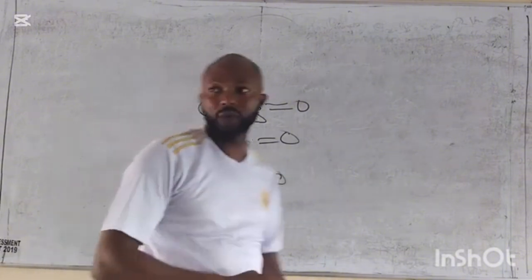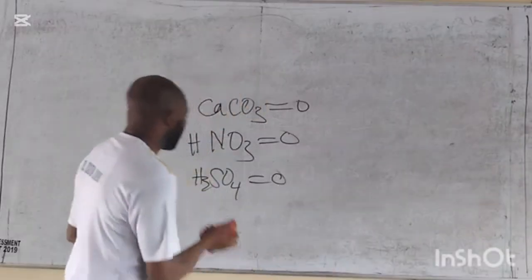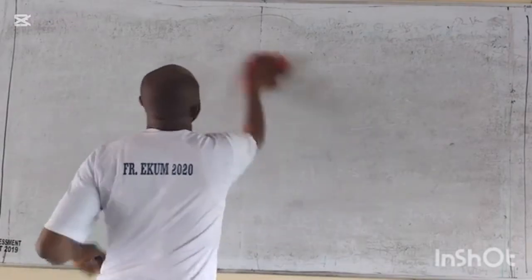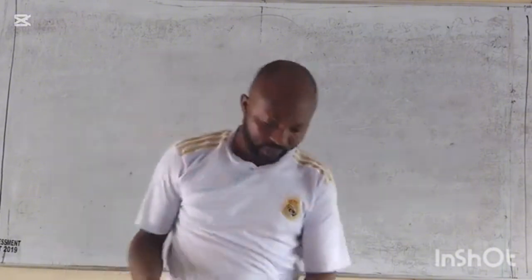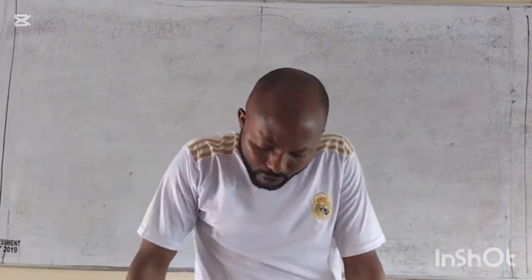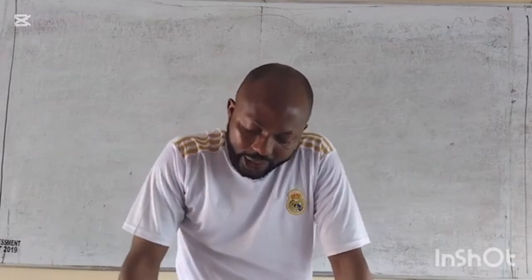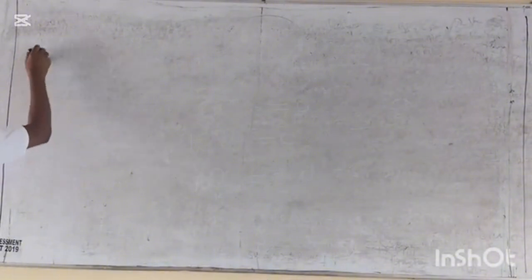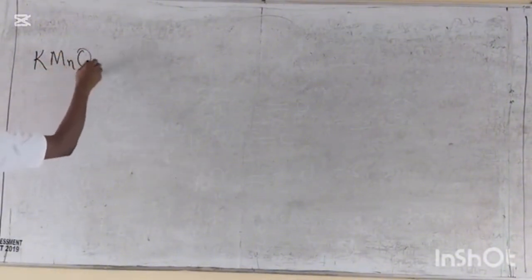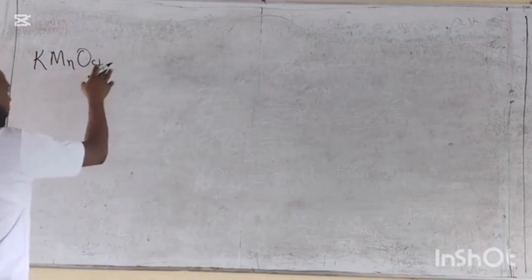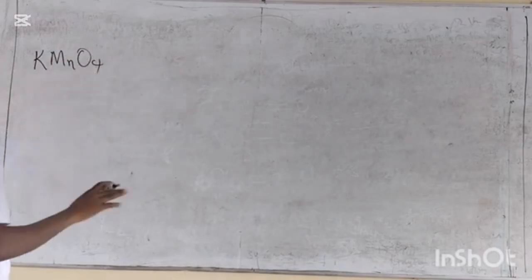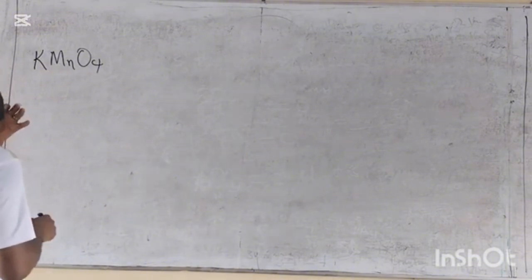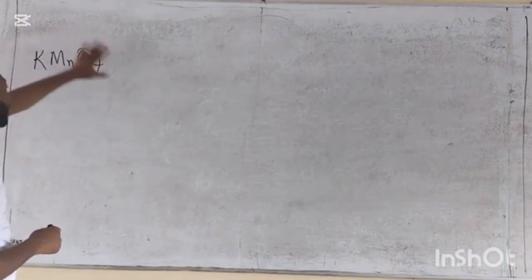So these are the rules. Get yourself used to them. Then with this, we can take our first question. Question number 1: calculate the oxidation number of manganese in KMnO4. When we're done, we're going to find out what the name of this compound is. I don't want to tell you right now, but when we're done. So we should find the oxidation number of manganese in this compound.